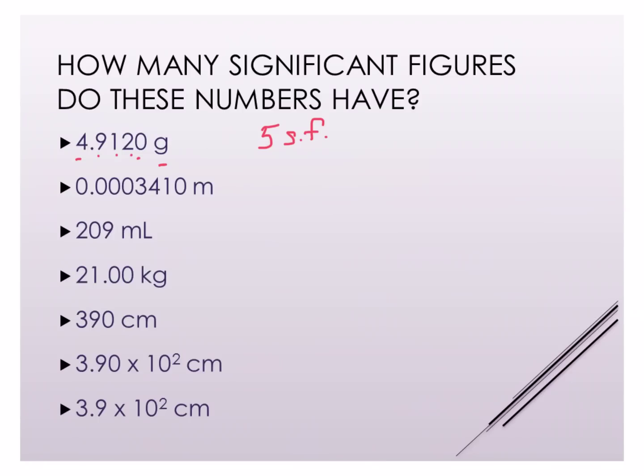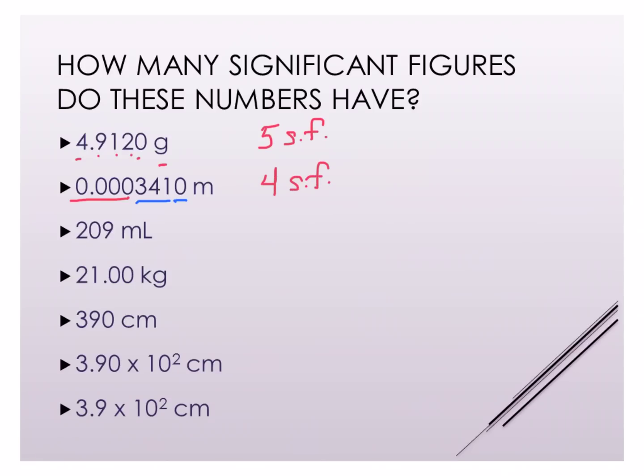Now we go on to our next value. These first zeros here are all just placeholder zeros. They're making sure all the other digits are in the correct place, so those are not going to be significant. Then we have 3, 4, and 1. We know those are significant because they're not 0. And now we have this 0 at the end, and it's also going to be significant. And so in this number we have 4 sig figs.